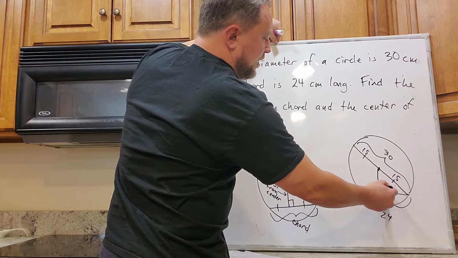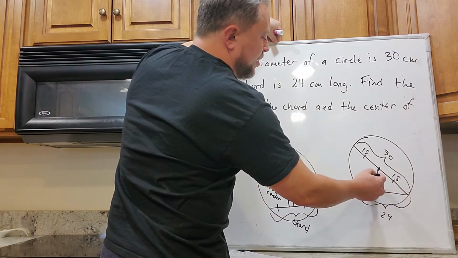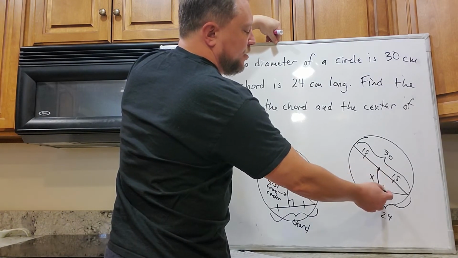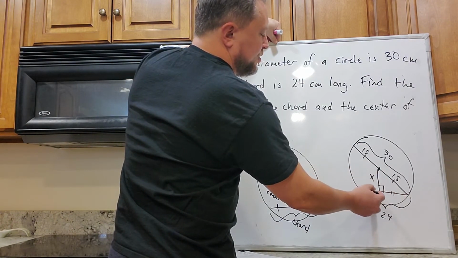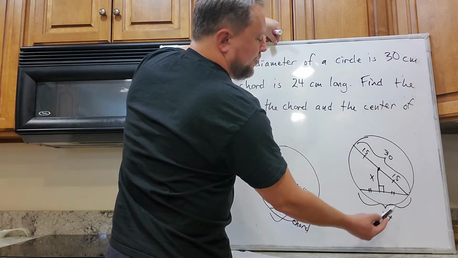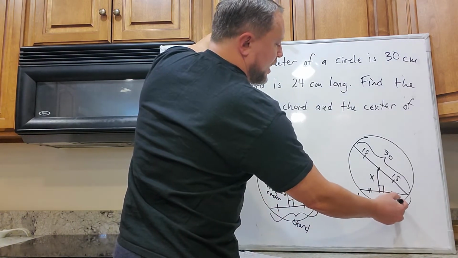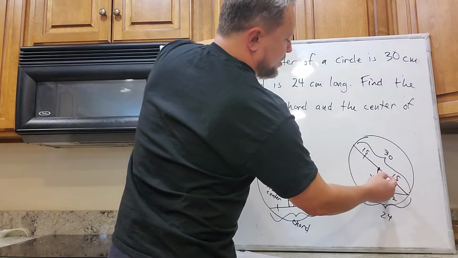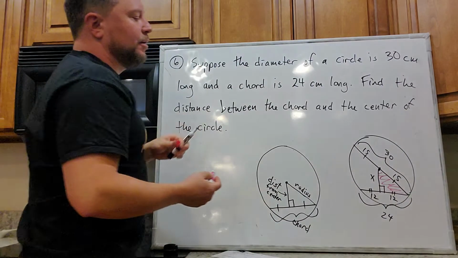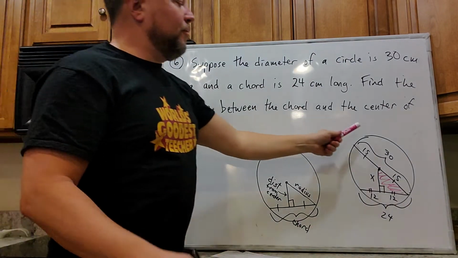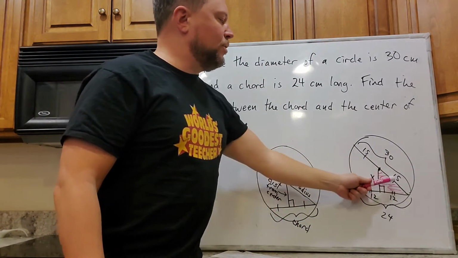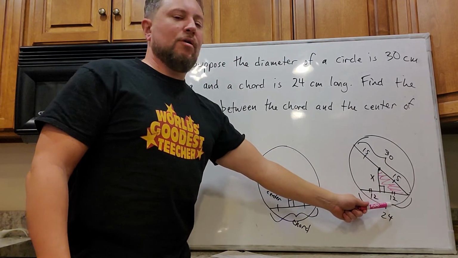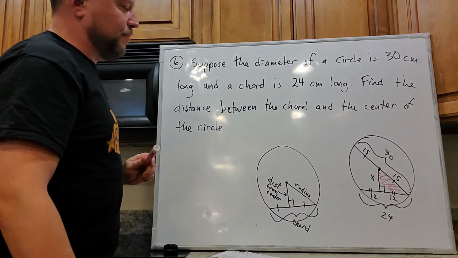We want to find that length right there. That's going to be our x, our unknown. But as soon as I drop that from the center at a right angle, remember it splits this into 2 equal parts. So instead of 24, each of those is only half of that, 12. So when I go to work with this little right triangle here, instead of using the full 30 for the diameter, we're going to use 15 for the radius. Instead of using the full 24 for the chord, we're only going to use half of that, 12.